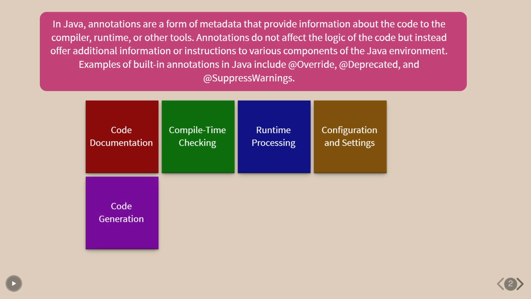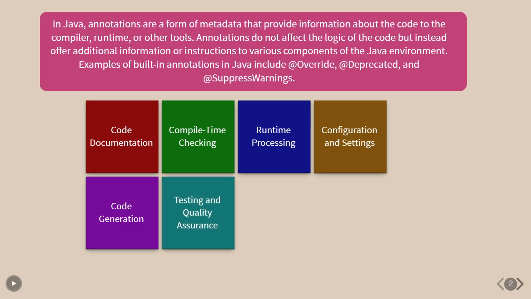settings. Code generation. Some annotations trigger code generation tools or preprocessors to generate additional code during the compilation process. Lombok is an example of a library that uses annotations to generate boilerplate code, reducing the need for manual coding.